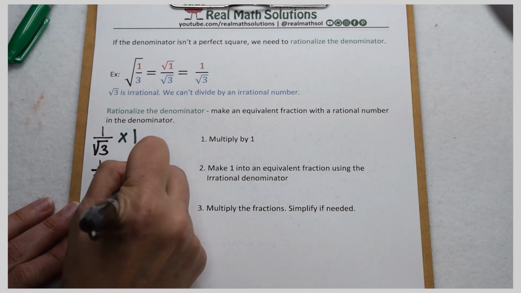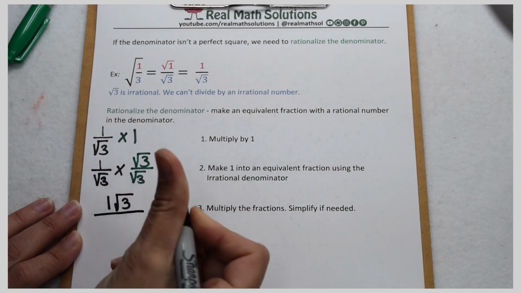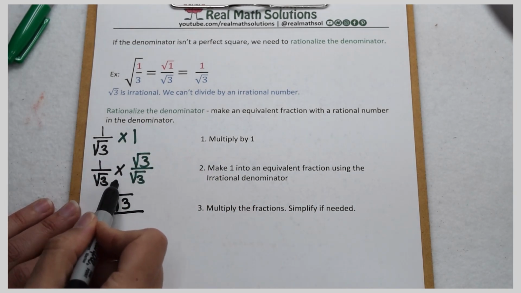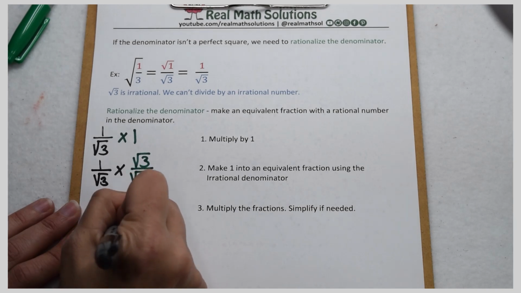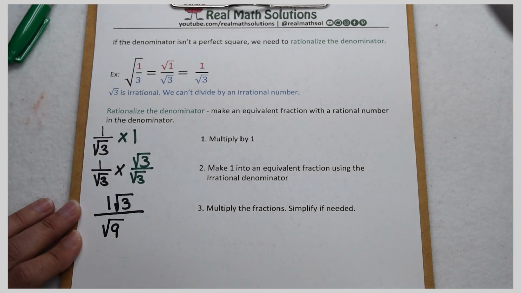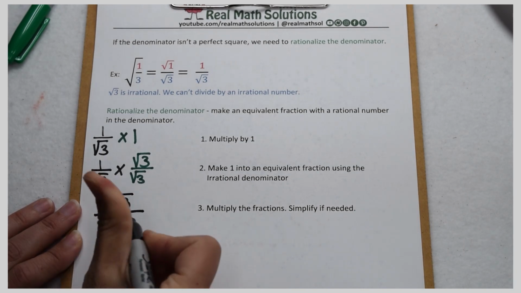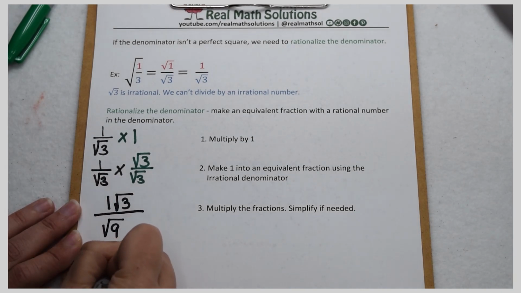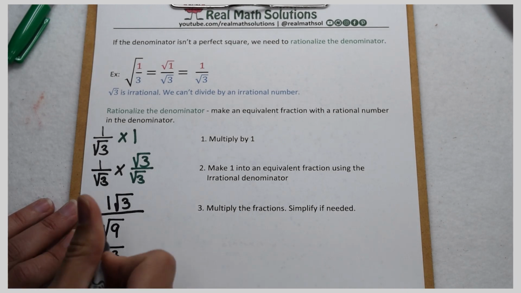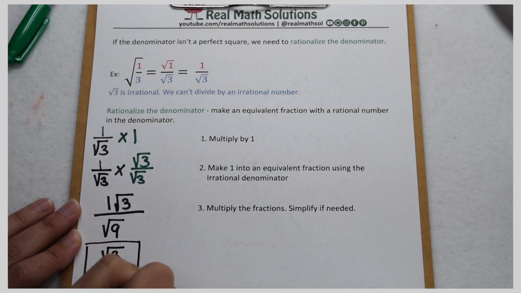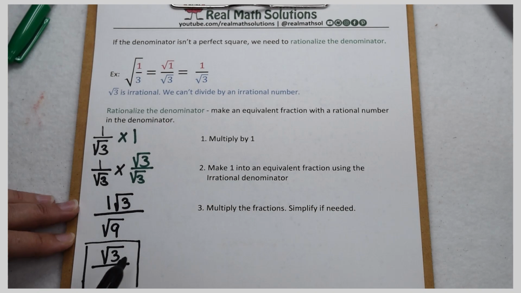In our numerator, we have 1 times the square root of 3, and in the denominator, we have the square root of 3 times the square root of 3, which would give us the square root of 9. Now we can simplify. 1 times anything is itself, so our numerator is the square root of 3. Our denominator is the square root of 9, which is 3. So when we rationalize our denominator, the square root of 1/3 comes out to be the square root of 3 over 3.